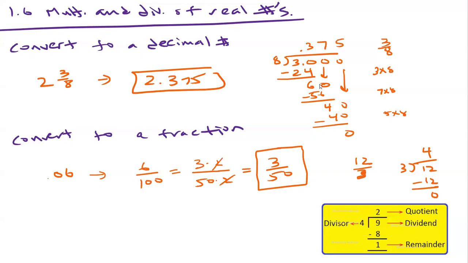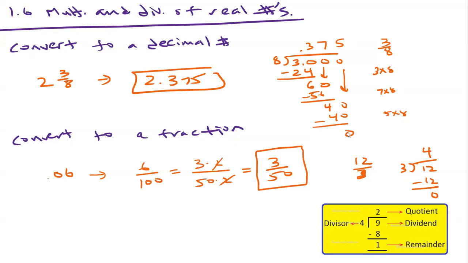So we have 60. And then again, what's the highest number we can multiply 8 by to get close to 60? That would be 7. So 7 times 8 is 56. Then we subtract, and we got 4 here. Again, we don't have enough, so we put another 0. What's the highest number we can multiply 8 by to give us 40? That would be 5. So 5 times 8 is 40, and then we subtract, and we got a remainder of 0.